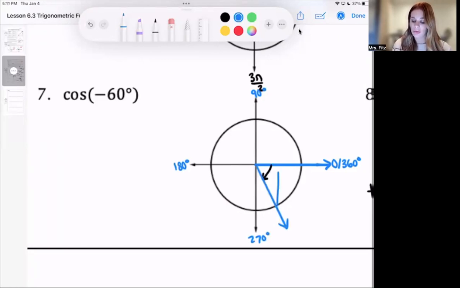We can go ahead and draw in our little reference triangle. And actually, our reference angle is just 60. So this is 60, this would be 30. Hypotenuse is 1. Smaller leg is a half. Larger leg is root 3 over 2. And so remember, all students take calculus. Cosine's positive. You don't need to make your answer negative. Cosine is adjacent, which is a half, over hypotenuse, which is just 1. So we get a half for this one.